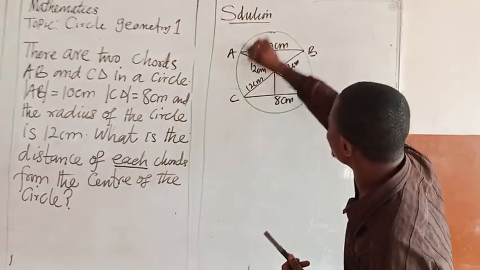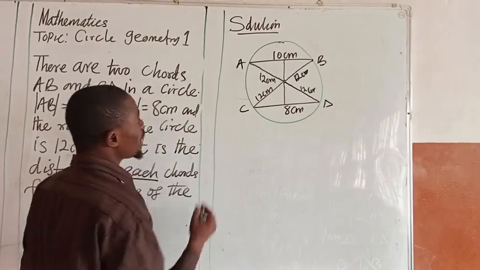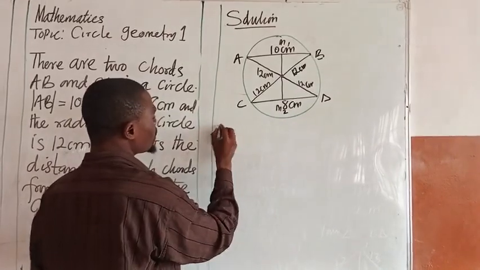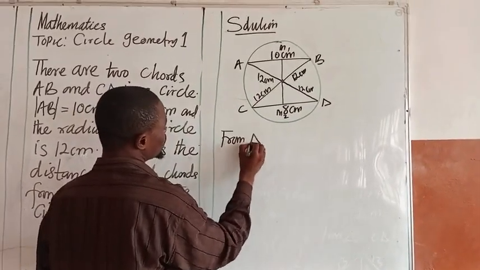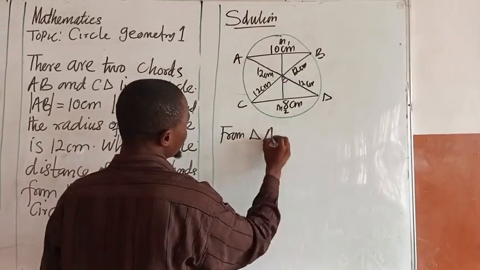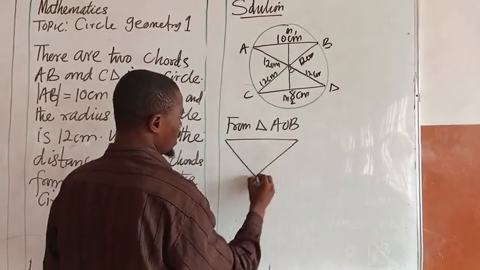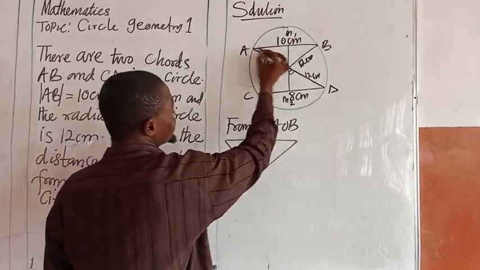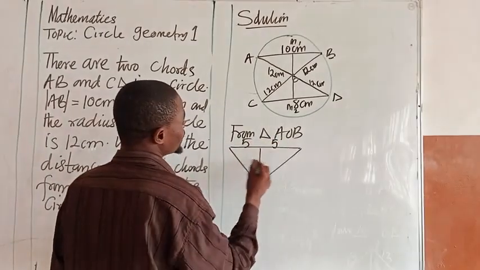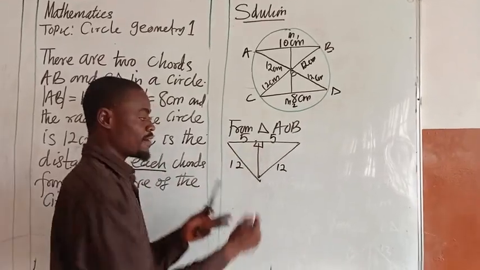As you can see, the outer part of the circle is called the circumference of the circle. Now, what am I going to do? I will label it. This is midpoint 1, this is midpoint 2. From triangle AOB, we now draw something like this, and something is divided. From A to B is 10 centimeters, which means half of it is 5 centimeters. Here is our 12, here is our 12.